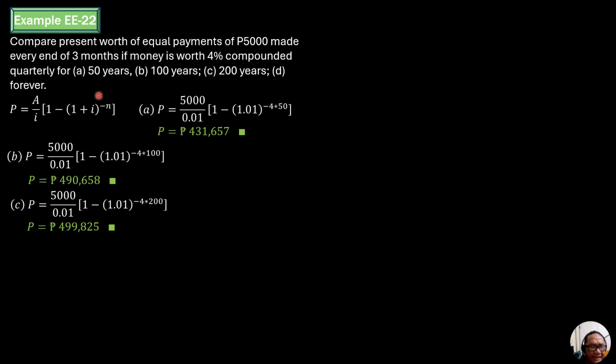So D, forever. So this is perpetuity, and it is A over I, 5,000 over 0.01. So it is 500,000. So it means that there's no considerable difference for the present worth of an annuity of 5,000 pesos compounded at that rate between a period of 200 years and forever. It's the same. That's only a 175 pesos difference.